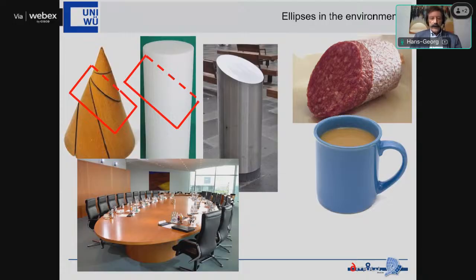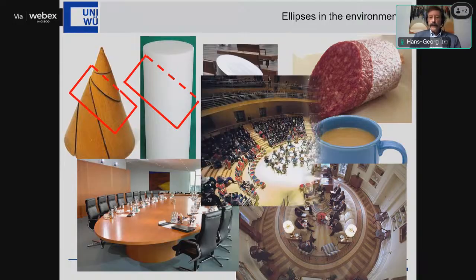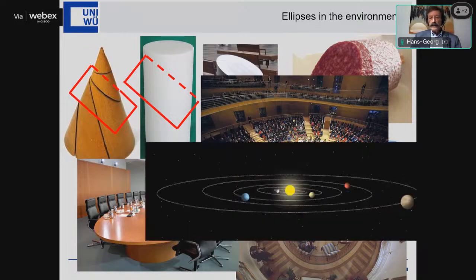You see a table. This is the table of the German government, of our Chancellor Merz at the moment. And here you have the Oval Office, quite well known at the moment. Yes, it's an ellipse form. And this is a concert hall in Berlin, also in this ellipse form. And of course, you have the planets around the sun, and the orbits are in conic section form, especially in ellipse form.